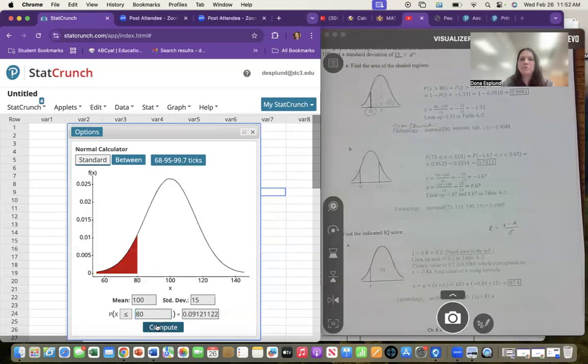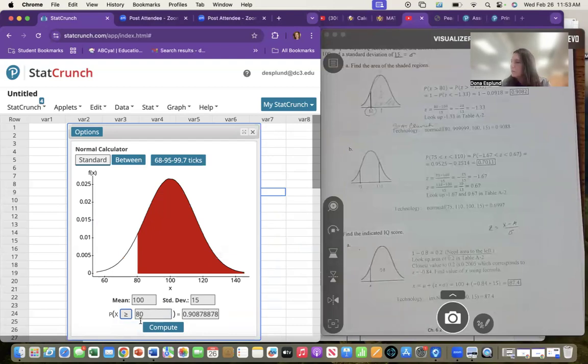I'm going to ask it to compute. And notice that I've got the wrong shaded area. I need to come over on this side. And so I'm going to change my inequality to the greater than. And then I know that about 90% of our population have an IQ that's 80 or greater.